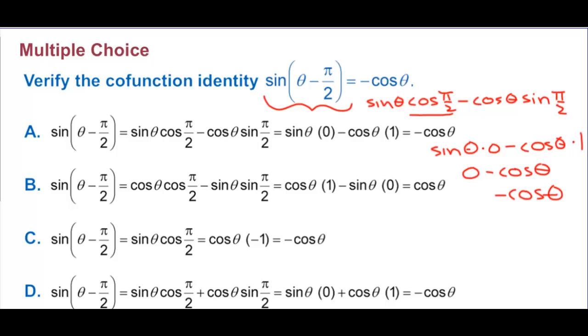Now we just need to find which letter represents exactly what we just did. And let's see, it looks like sine, cosine, minus cosine, sine. That's sine times 0. It looks like letter A does it.